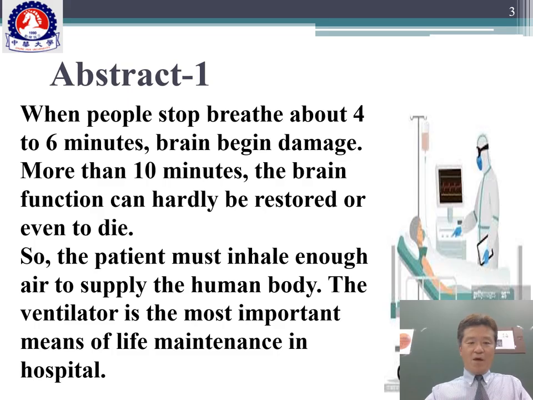Abstract one. When people stop breathing for about 4 to 6 minutes, the brain begins to be damaged. After more than 10 minutes, the breathing function can hardly be restored, or the patient may even die. So the patient must inhale enough air to support the human body. The ventilator is the most important means of life maintenance in the hospital.